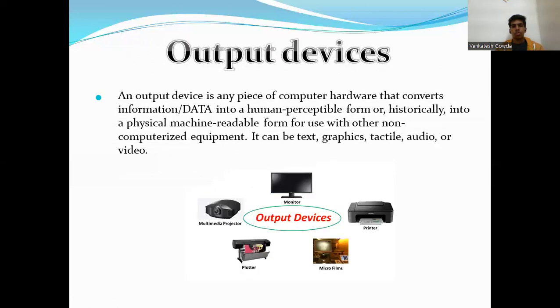Next, we shall discuss the output devices. An output device is any piece of computer hardware that converts information data into a human perceptual form or, historically, into a physical machine readable form for use with another non-computerized equipment. It can be text, graphics, tactile, audio, or video. So here you can see the various kinds of output devices. They are monitor, multimedia projector, scanner, printer.